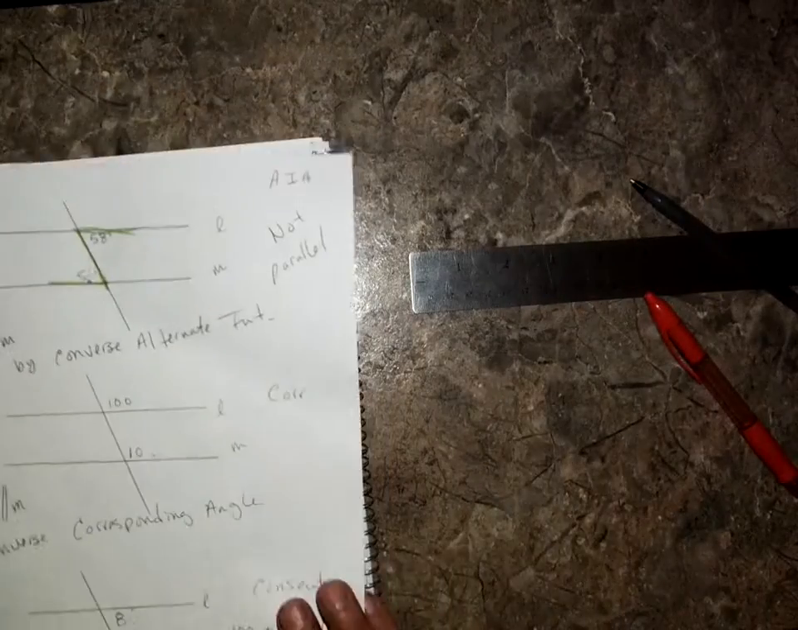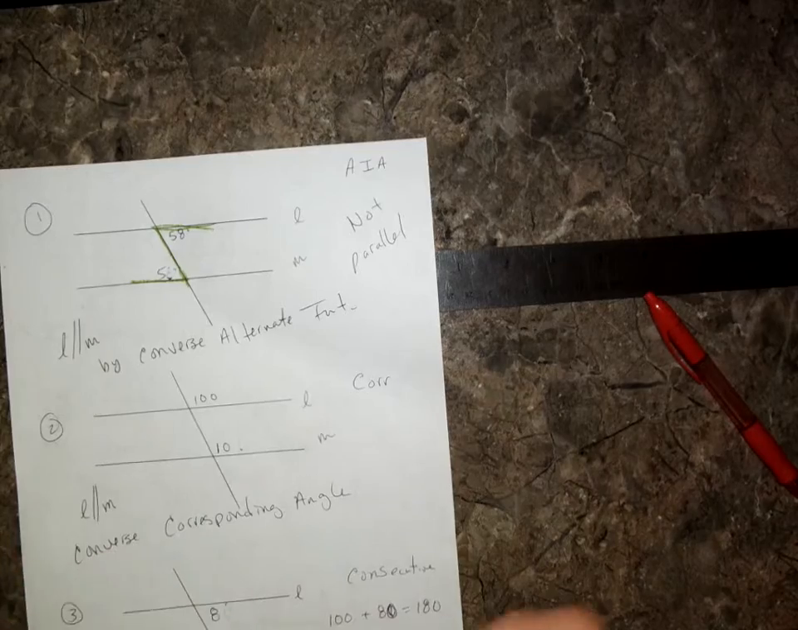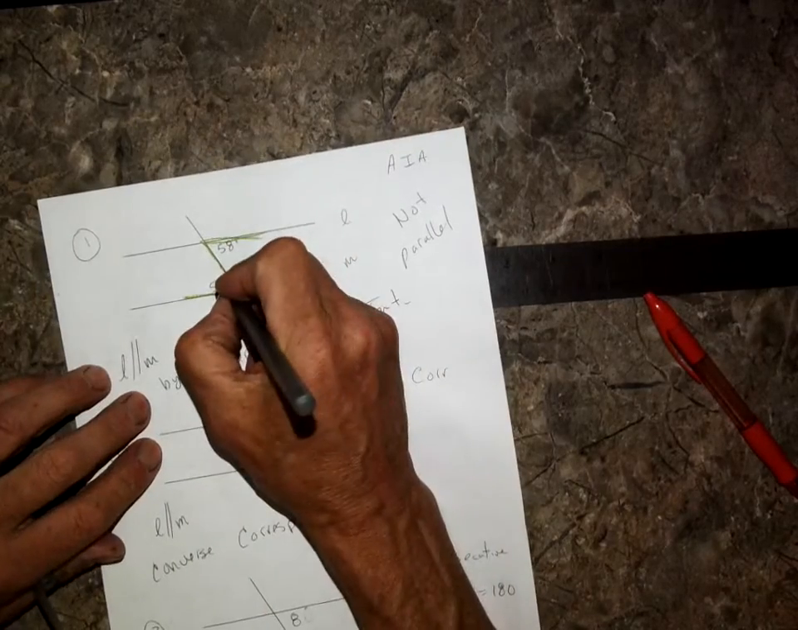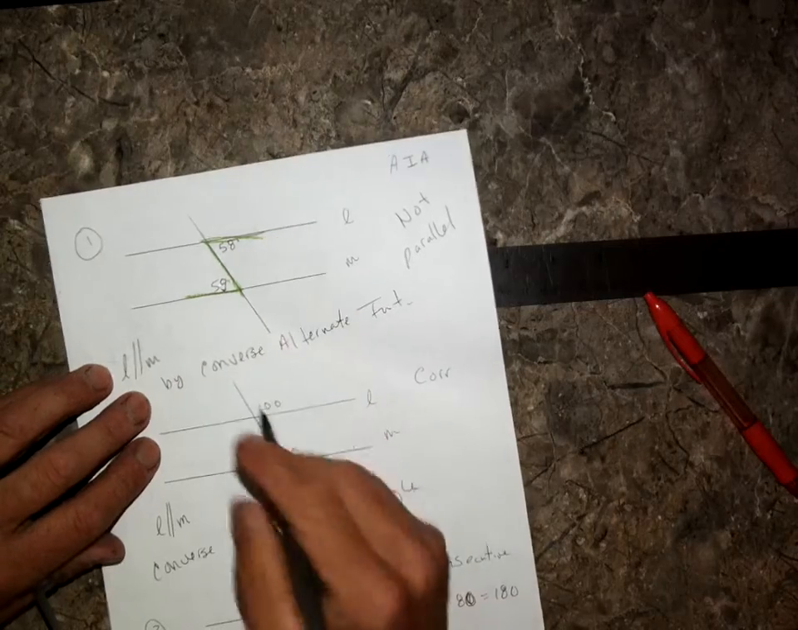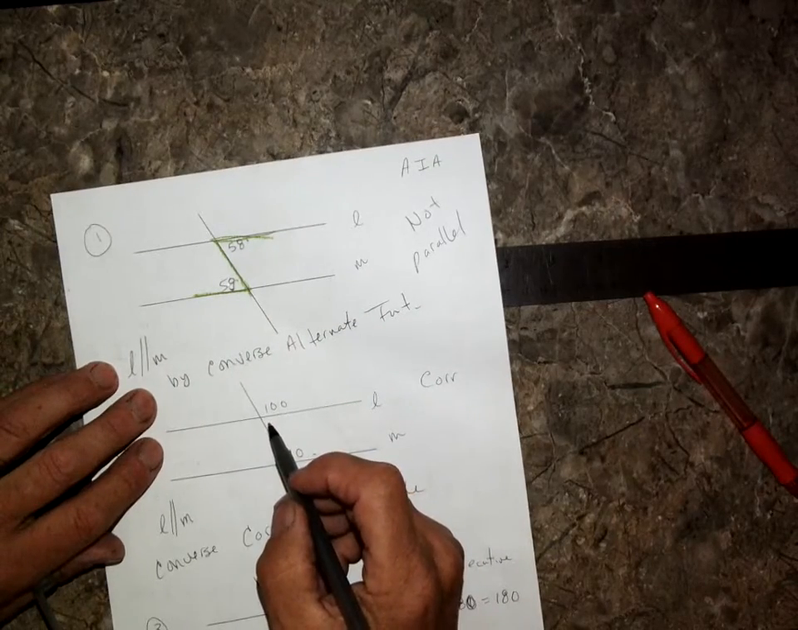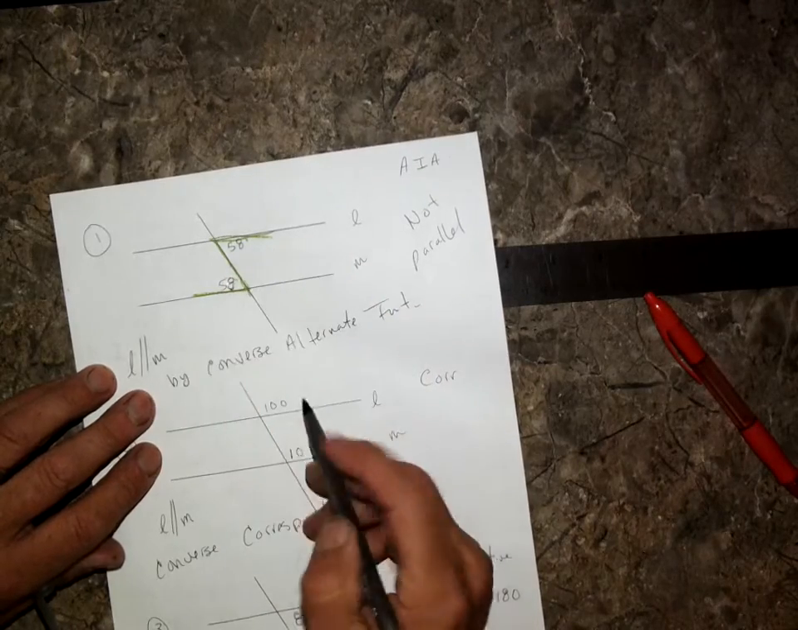Okay, you ready? Let's check this out. Okay, number 1. Are they parallel? If this is 59 degrees, are they parallel? No, they look parallel. But if this is 58, then we'd say yes.